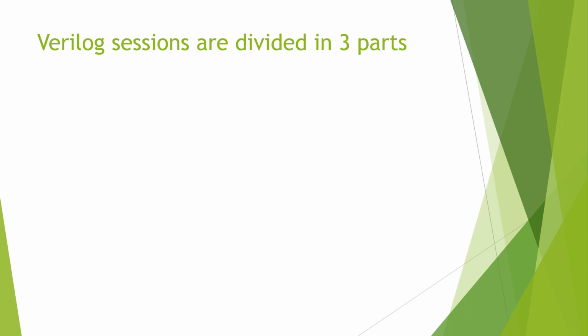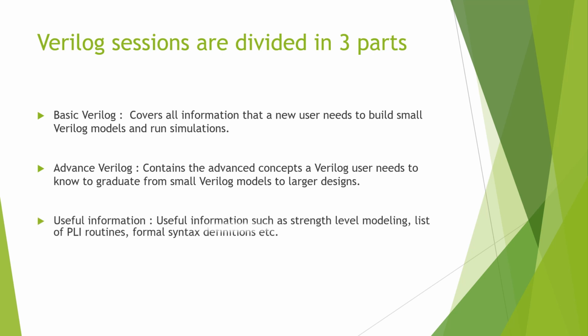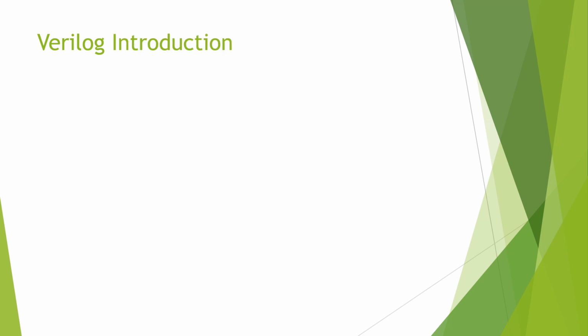Verilog sessions are divided into three parts: basic Verilog, advanced Verilog, and some useful information. Basic Verilog contains all information needed to build small Verilog models and run simulations. Advanced Verilog topics will help users migrate from small Verilog models to large designs. And useful information such as strength modeling, PLI routines, and formal syntax definition will be given in part 3.